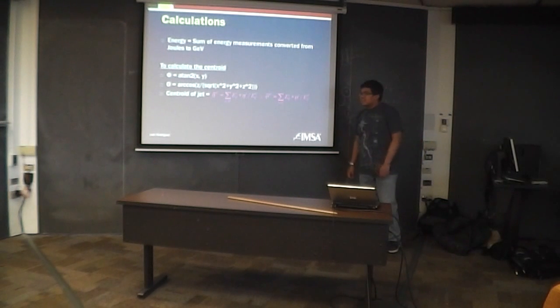In terms of calculations, I need to calculate the energy of each jet, which was found by adding up all the components of the jet and converting it into GeV, because the calorimeter data was originally measured in joules. And then the second thing I needed to do was calculate the location of the centroid of the jet, which had to be done in spherical coordinates. So in terms of theta and phi, theta was the arctangent of x and y, and phi was calculated with the arc cosine of z divided by the magnitude of the jet. Now the centroid of the jet was then calculated from there in Excel using this formula right here.